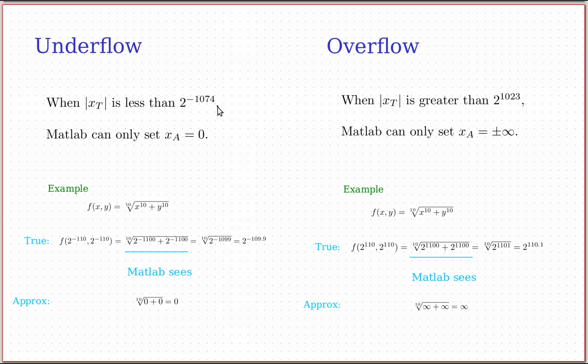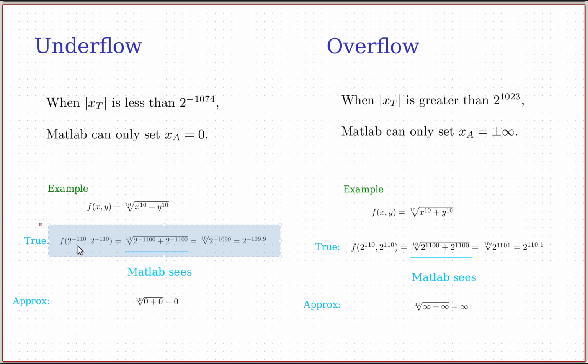I can give an example of both of these using the same function. So we'll look at the function f of x, y. It's a function of 2 variables. So f of x, y equals the 10th root of x to the 10th plus y to the 10th. Okay? So to get an underflow error, consider what happens if you try plugging in 2 to the negative 110th power for x, and the same thing for y, 2 to the negative 110th power for y.